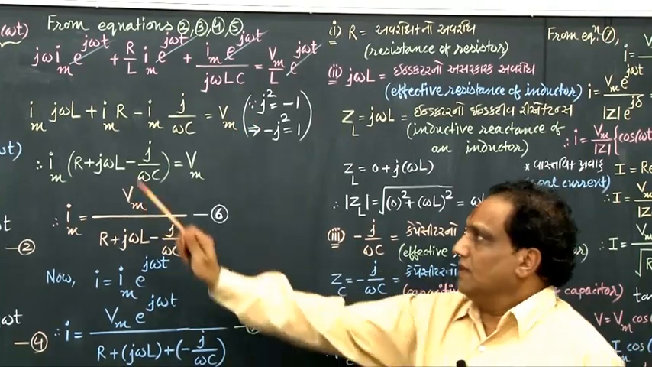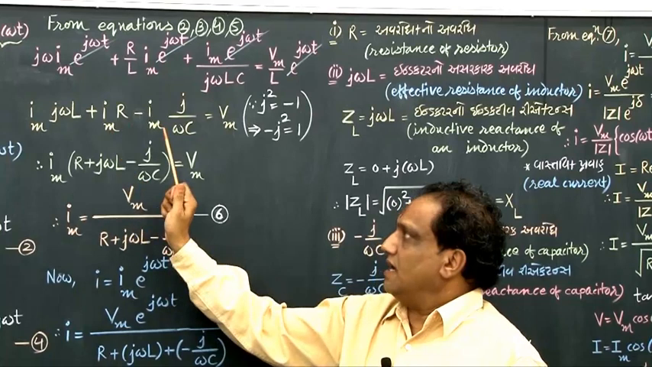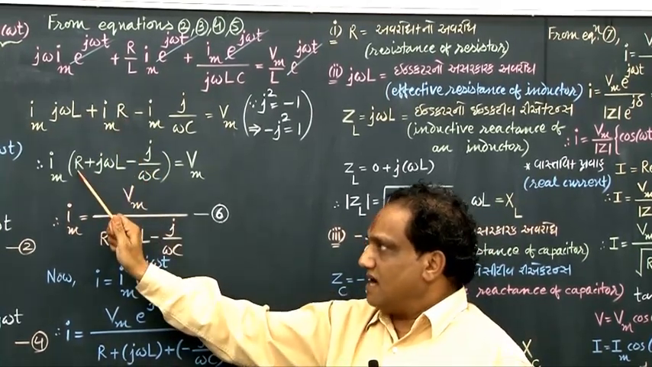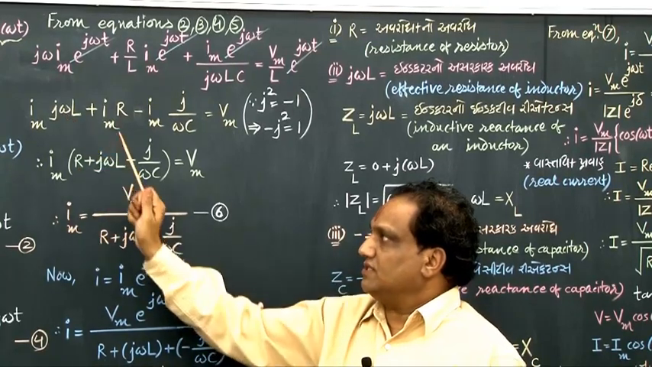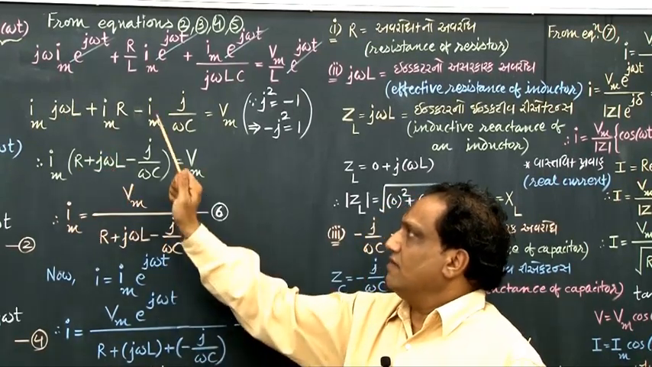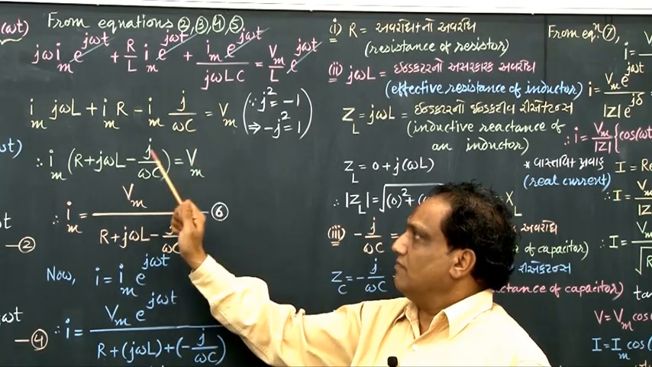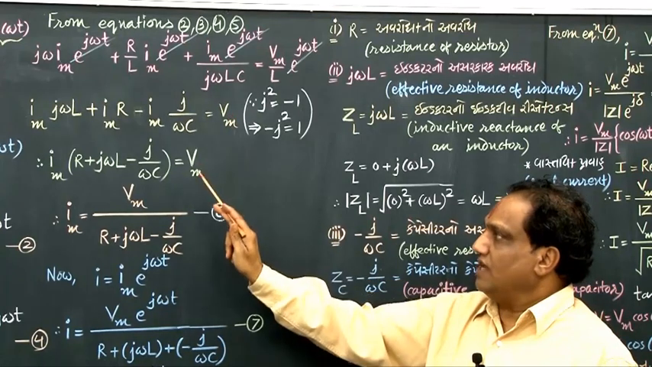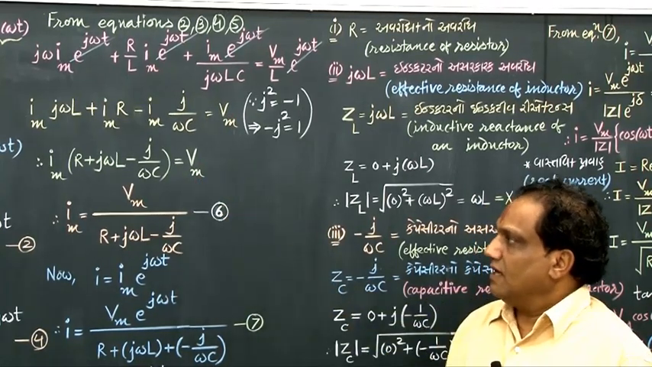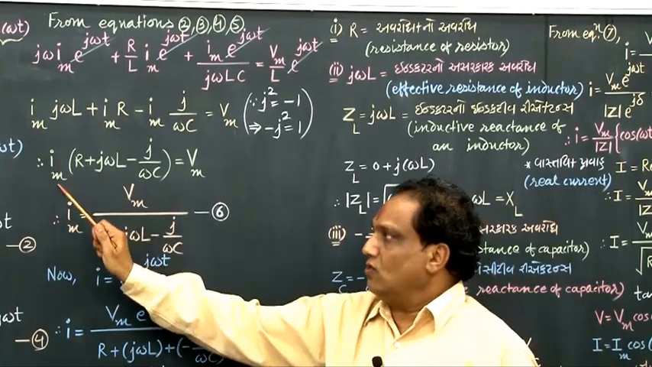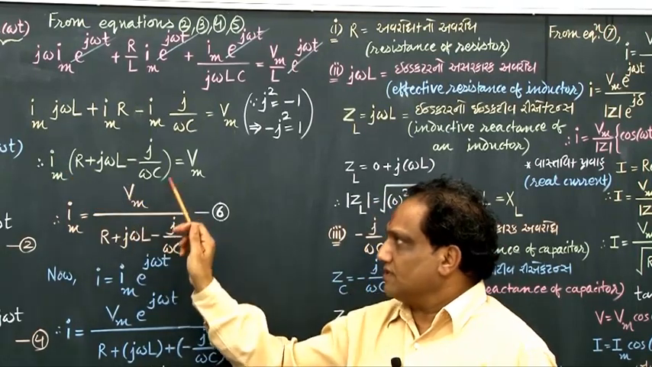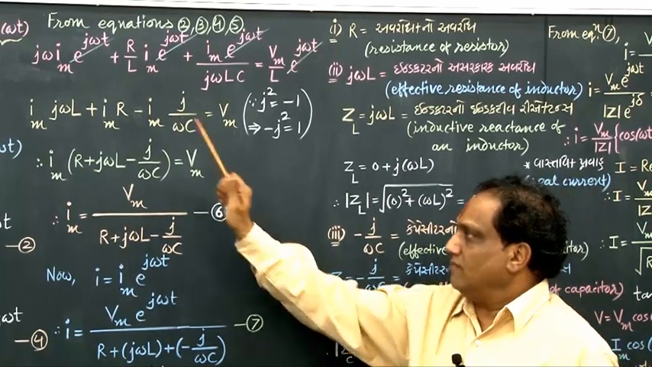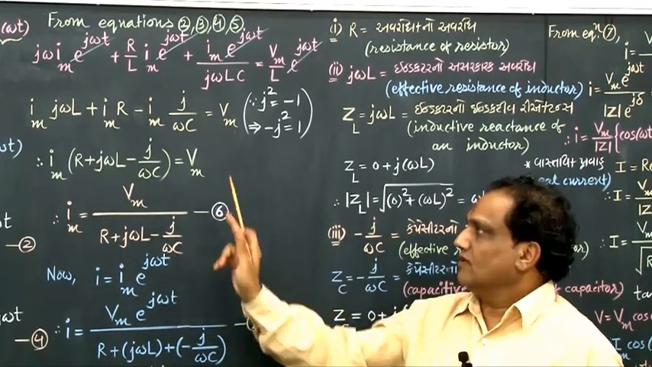Got it? Now Im, I can take common. Inside the bracket, from here left is R, from here left is j omega L, and from here minus j upon omega C. Correct? And that equals Vm. Fine. Now find out Im. Transfer this bracket to the denominator. So Vm upon this bracket.